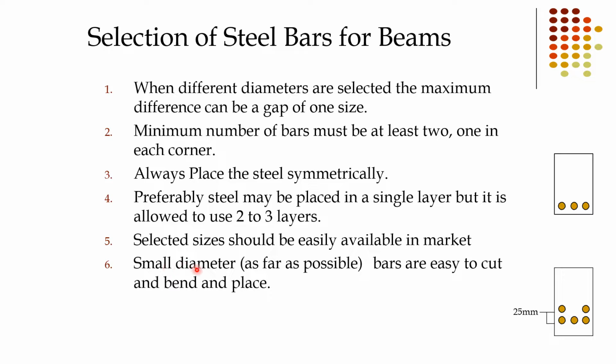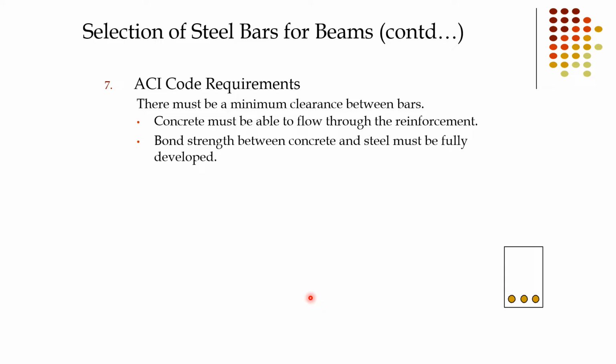Sixth point, small diameter bars should be provided as far as possible, because they are easy to cut, bend and place. Their cutting and bending are easy for smaller diameter bars. One more point, their price given by steel fixers is also low for smaller diameter bars. ACI code requirements: there must be minimum clearance between bars.